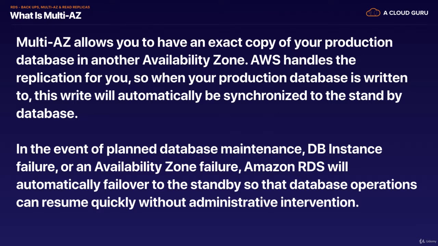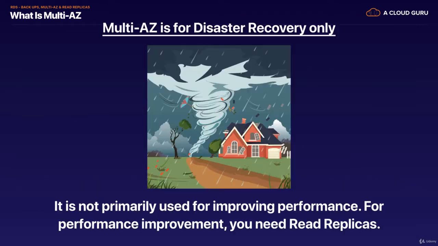And so in the event of a planned database maintenance, DB instance failure, or an availability zone failure, Amazon RDS will automatically fail over to the standby so that database operations can resume quickly without any administrative intervention. So you don't need to go in and change your connection strings or anything like that. You're still using the same DNS endpoint. Amazon's basically just updating the IP address to point from one RDS instance to another. They do all that. You don't have to worry about it, and it will fail over automatically to another availability zone.